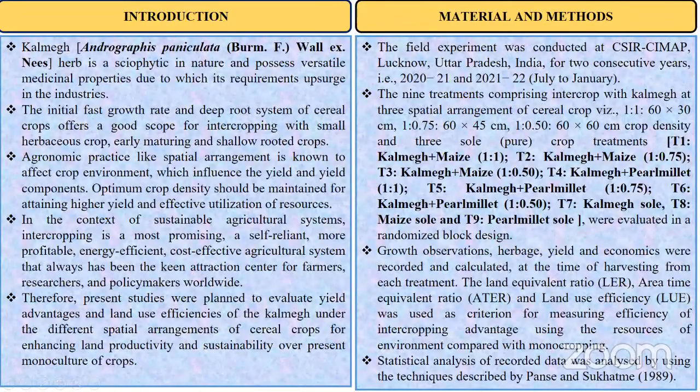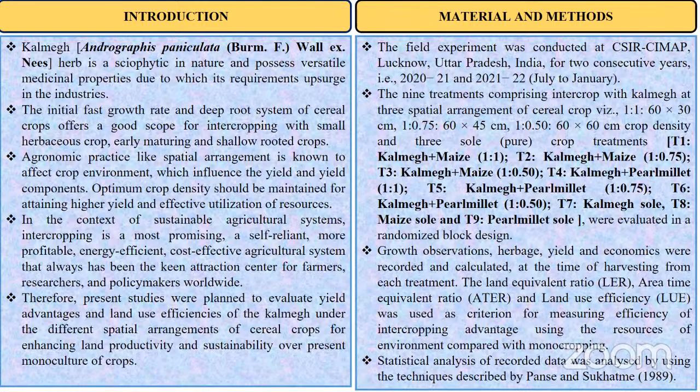Background of the study: Kalmegh herb is sciophytic in nature and possesses versatile medicinal properties, due to which its requirement has upsurged in the industry. The initial fast growth rate and deep root system of cereal crops offer good scope for intercropping with small herbaceous, early maturing and shallow rooted crops. Agronomic practices like spatial arrangement are known to affect the crop environment, which influences yield and yield components. Optimum crop density should be maintained for attaining higher yield and effective utilization of resources.